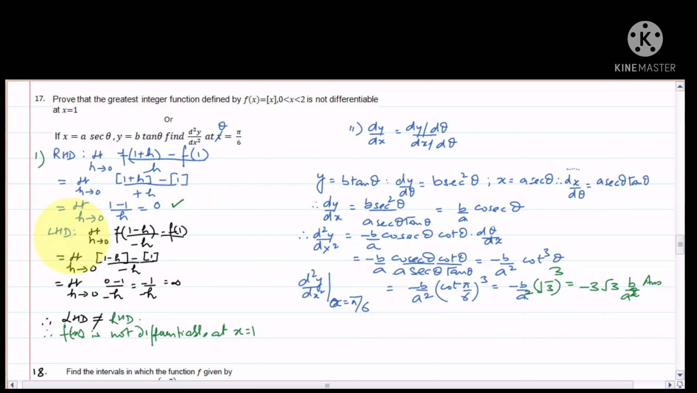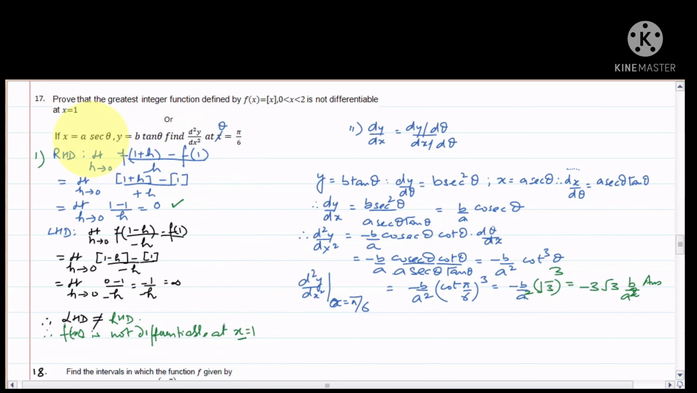If we are talking of the left hand derivative, it will be limit h tends to 0, function at 1 minus h minus function value at 1, upon minus h. What is the function? Function is box. So box of 1 minus h will yield 0, minus box of 1 will yield 1, upon minus h. So it will be minus 1 upon minus h. So the limit will be infinity. That means LHD is not equal to right hand derivative. So the function is not differentiable at x is equal to 1.